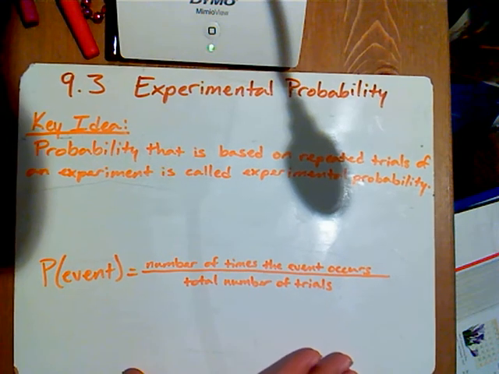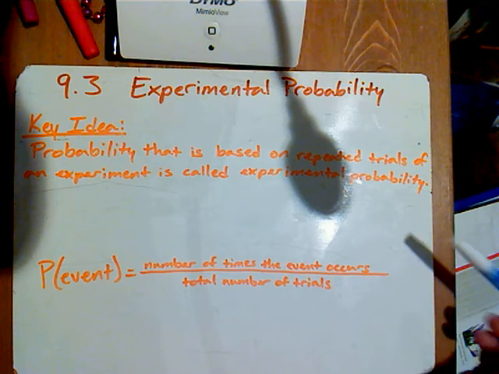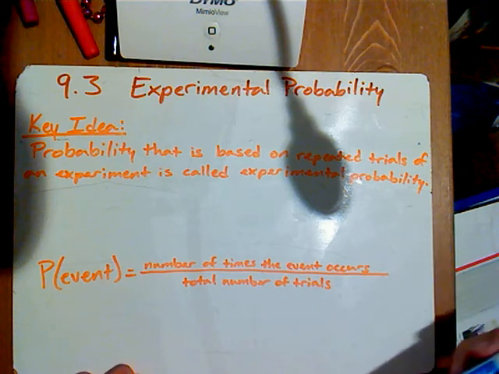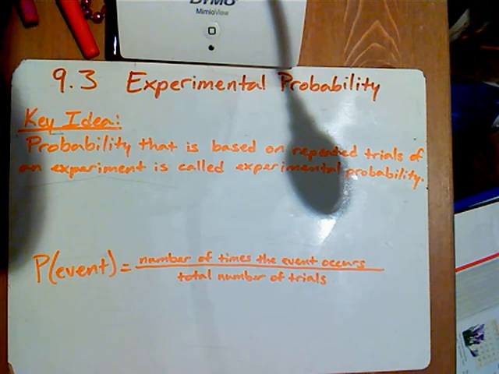Alright, today's lesson is going to be covering lesson 3 of chapter 9, going over experimental probability. So our key idea with this lesson is the definition for experimental probability, and it is probability that is based on repeated trials of an experiment. So it's the repeated trials of an experiment.